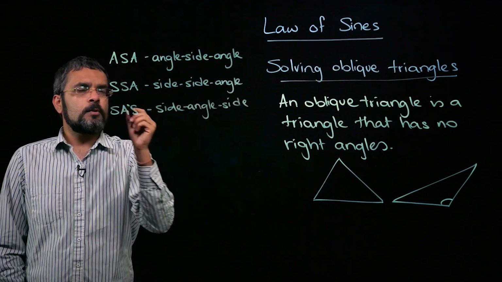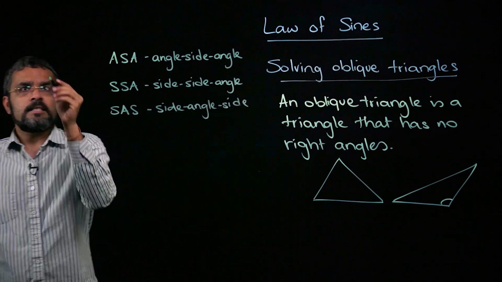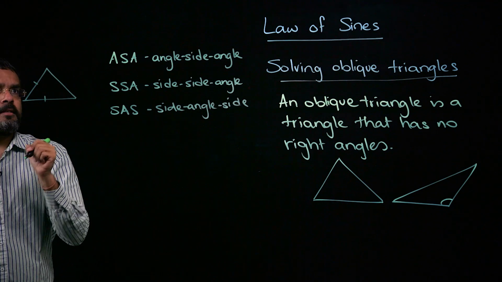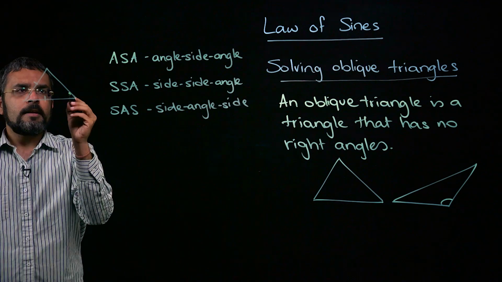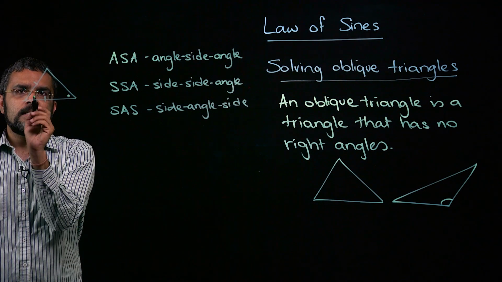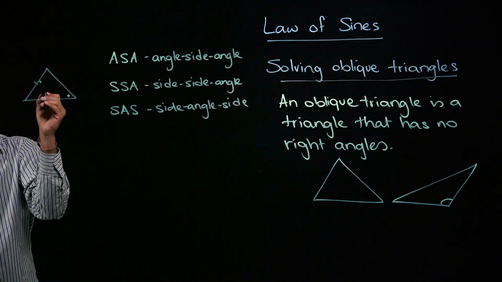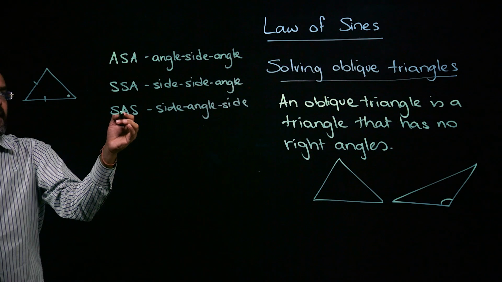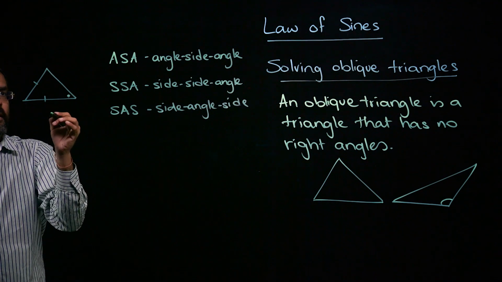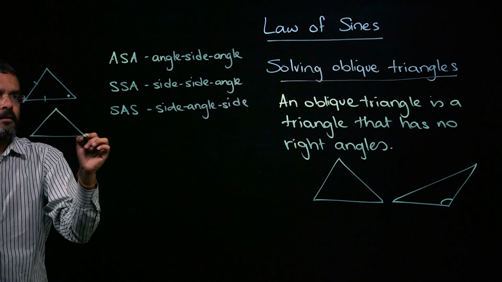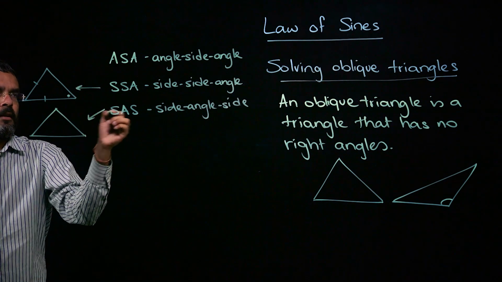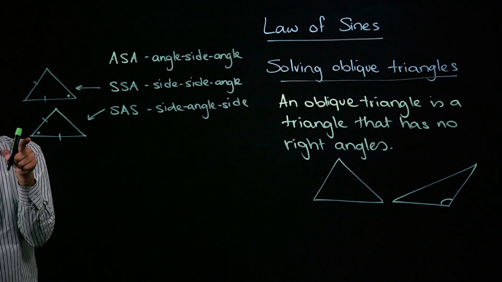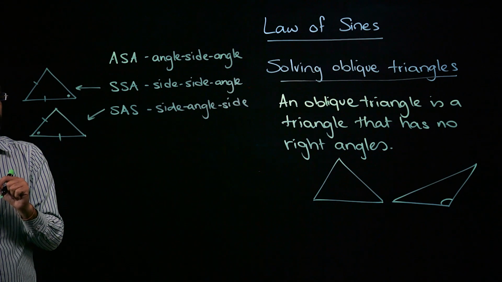So the difference here between SSA and SAS is that for SSA, I'm given two sides, any two sides, and I'm given an angle. And notice that this angle is not included in the sides. So this angle is not the angle that is formed by the two sides, it's any of the other angles. Whereas in SAS, this angle A is the included angle. So for SAS, this would become side, angle, and side. So that would be the included angle. So that's how those two are different.